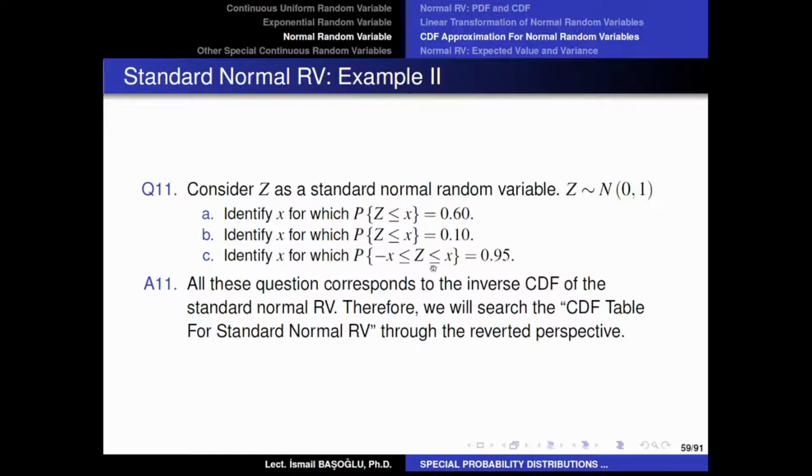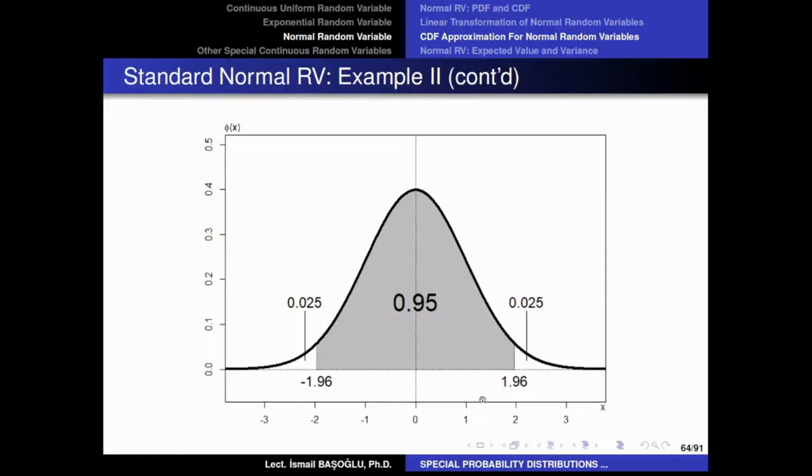For the third part of this question, part C, we are going to identify an x value for which the standard normal random variable being between minus x and plus x is going to have a probability of 0.95. So we are looking for a positive x value, and the probability that the standard normal random variable is between the negative and the positive version of that value should be exactly equal to 0.95. So this is the thing that I am looking for.